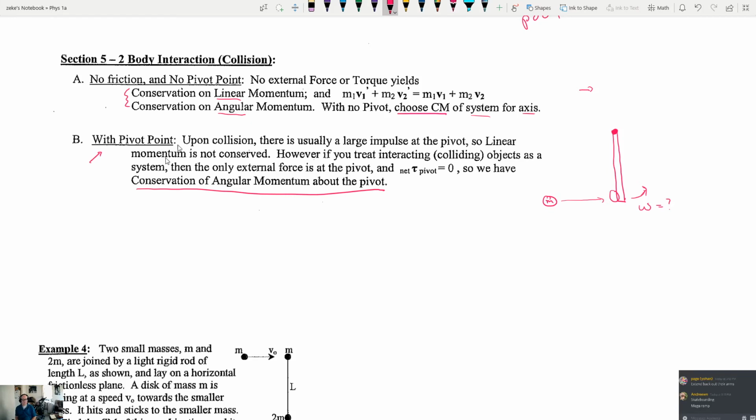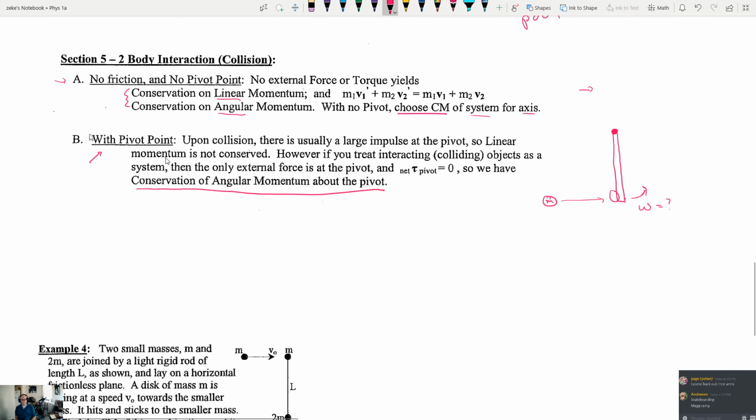This is with a pivot point, so we're only going to be able to use conservation of angular momentum to solve this problem, okay? And we'll see an example of A when we do example 4 here, okay? So keep this in mind when you're doing your angular momentum problems. I would say the vast majority of problems on that homework assignment are going to be like this. I know problems like this show up on your lab manual too.